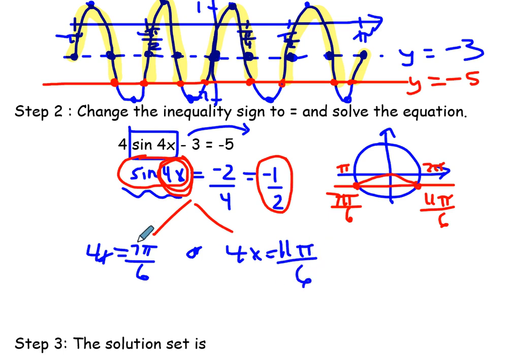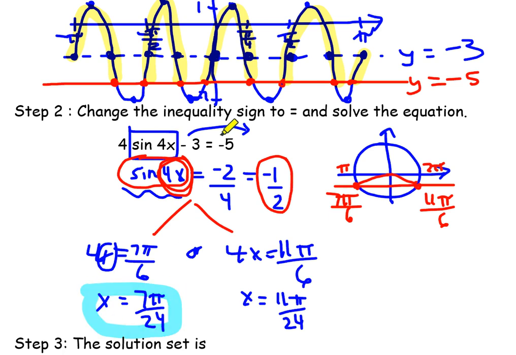Now to figure out your x here, you need to get rid of the 4, so you divide by 4. Dividing by 4 is the same as multiplying by 1/4. So you get 7 pi over 24. And on this side, you're going to get 11 pi over 24. Now, these 2 points that we found are these ones up here. The first one that we found, 7 pi over 24, is just a little bit more than pi over 4. Pi over 4 would be 6 pi over 24. And your second point is the next one, this one here.